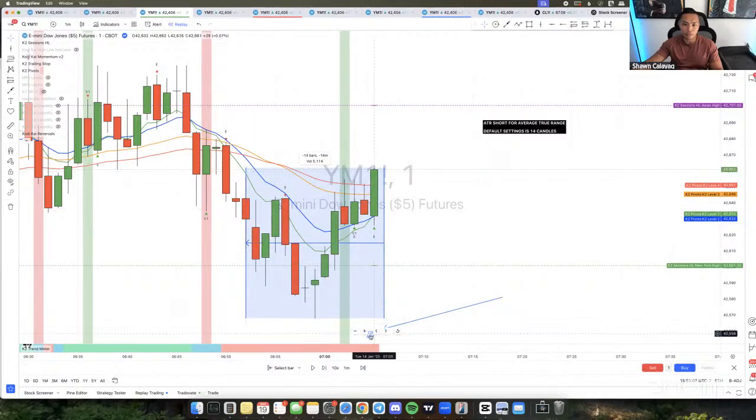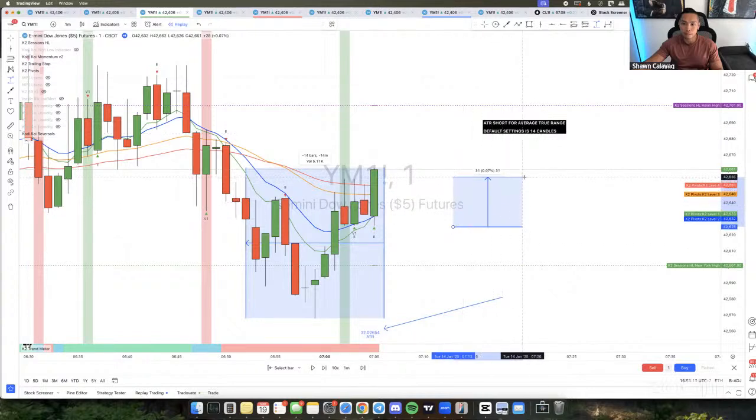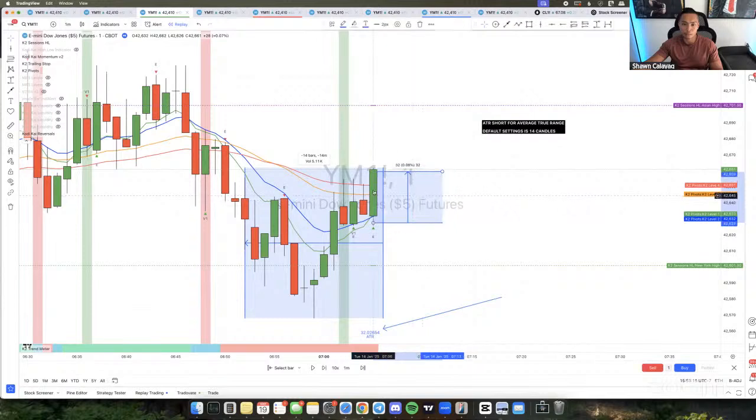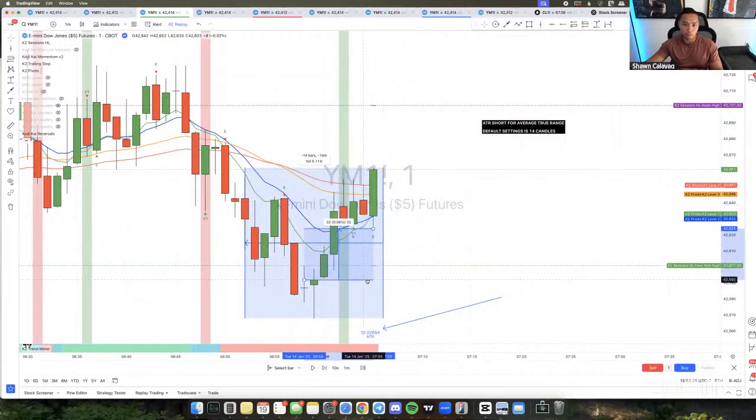So the ATR right here shows 32. It means that each candle is moving an average of 32 points. It's going to be a little higher, a little smaller sometimes. Like this one over here was about 32 points, maybe a little more. This over here was a little less. This over here was a little less. This was about 32. This was a little more. This was a little less. But the average is basically 32.